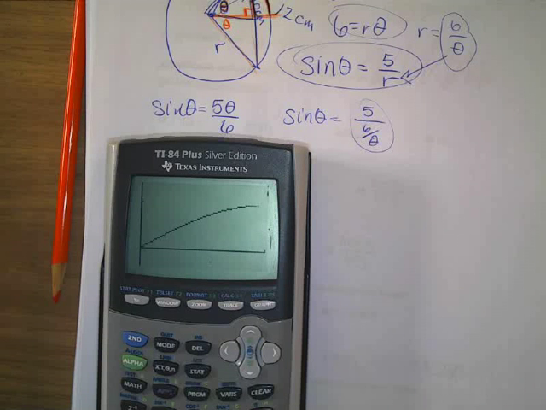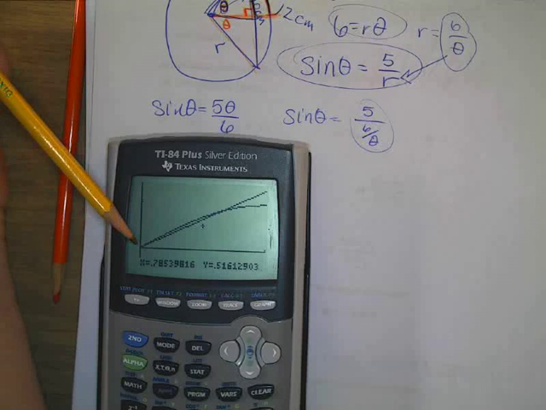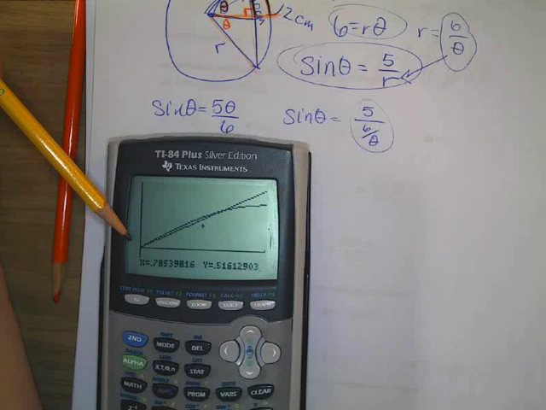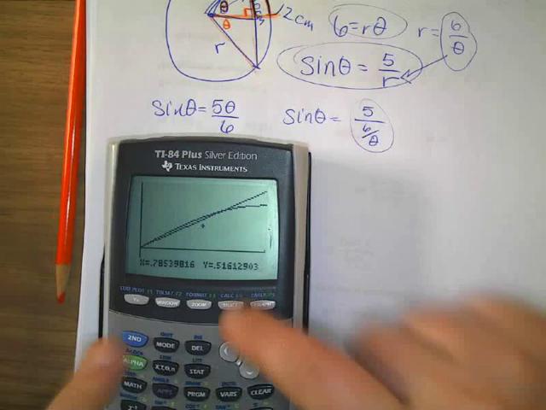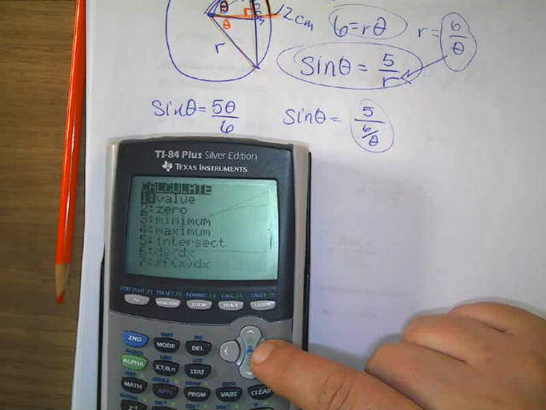Here's our curve. Okay, it looks like it crossed here at 0, but am I worried about the 0, 0? No. But did it cross right here? Yep, so let's find that intersection. So I can calculate intersect.